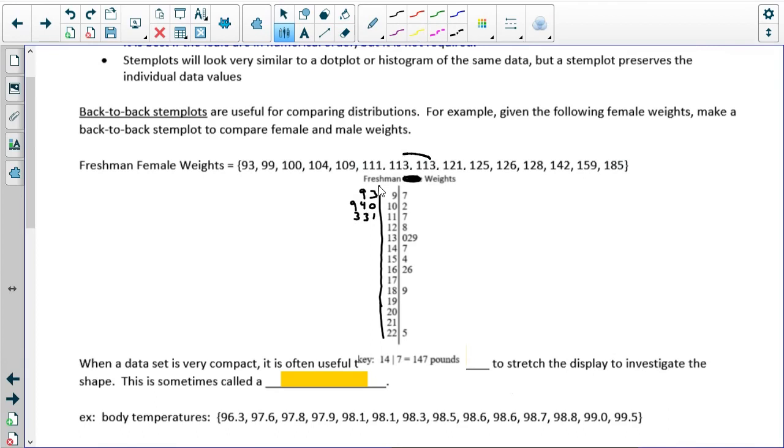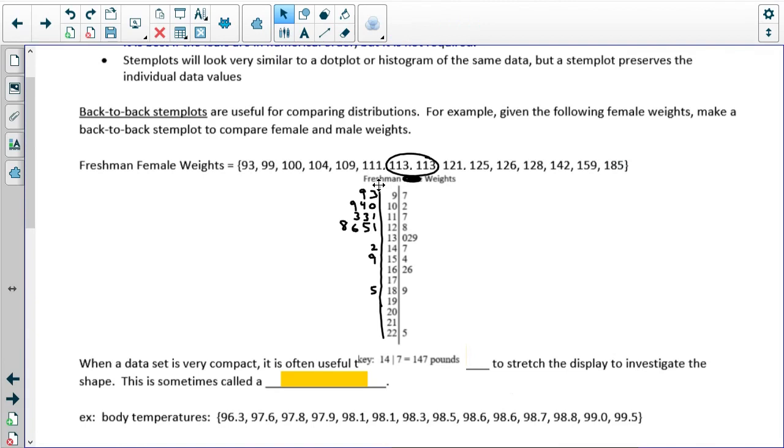Notice what happens if I have two of the same number. I just put both of them on there. 121, 125, 126, 128, 142, 159, 185. So if I wanted to compare these, it's pretty easy to do that now that I have seen what the data looks like.